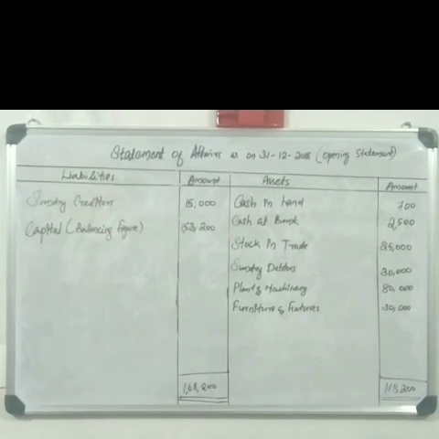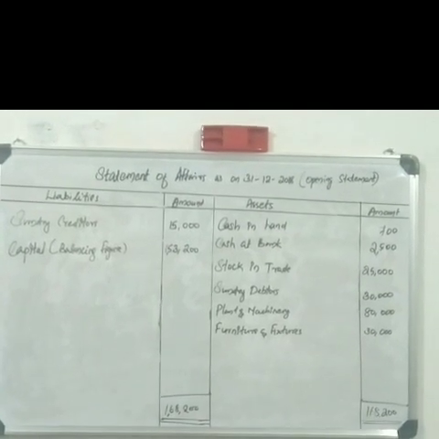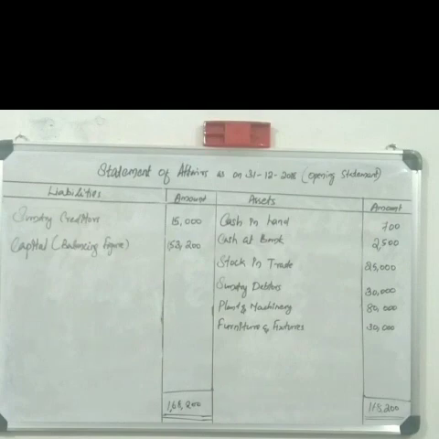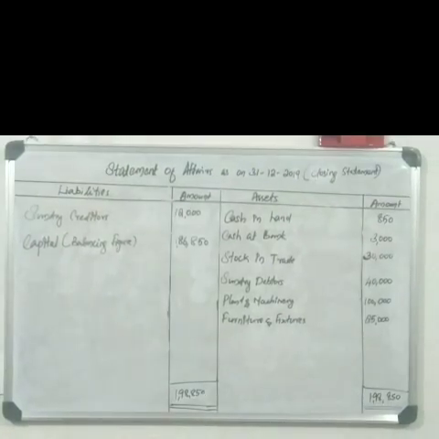Now let us prepare the statement of closing capital, right? So to ascertain the closing capital, we have to prepare the statement as on 31st December 2019. Let us see. So similarly, we have to prepare the statement of affairs as on 31st December 2019, which is the closing statement to ascertain the closing capital, right?